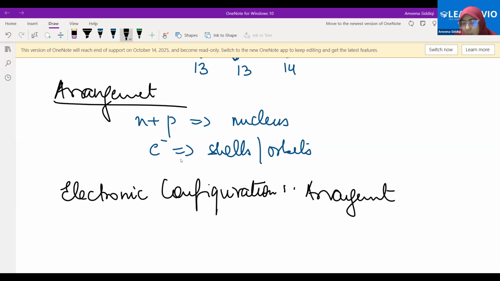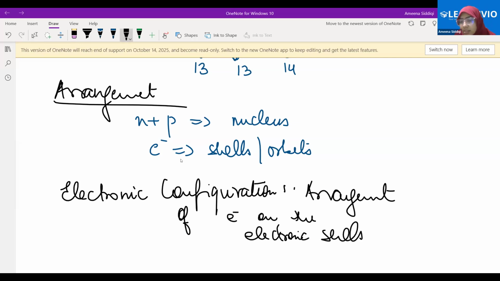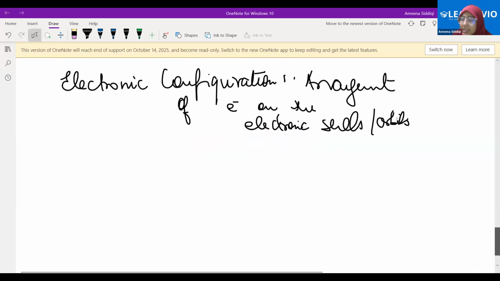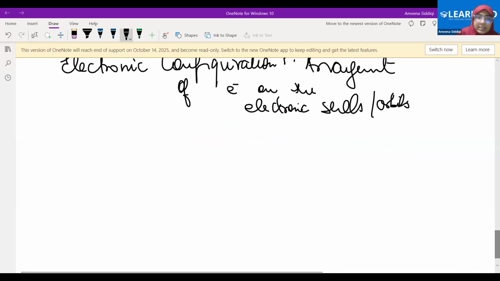Arrangement of electrons on the shells. These are also called electronic shells and orbits. And why are they different? Because each shell has a maximum capacity. Let's quickly see the maximum capacities here.